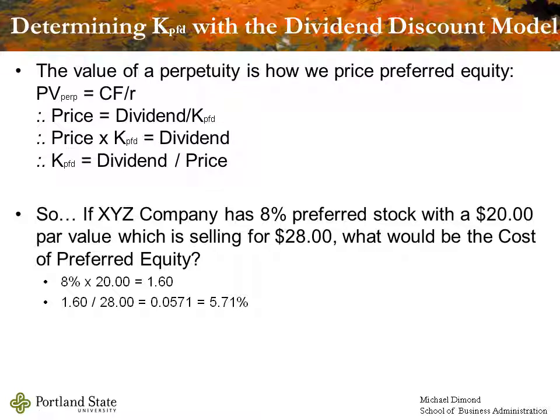So in this example, if XYZ Company has an 8% preferred stock with a $20 par value, which is selling for $28, we can figure out the cost of preferred equity by first figuring out the dividend. 8% of the par value is $1.60. Take that $1.60 and divide it by the market price, the $28, and we're going to come up with the required rate of return. The market currently is demanding 5.71% for XYZ Company preferred stock.